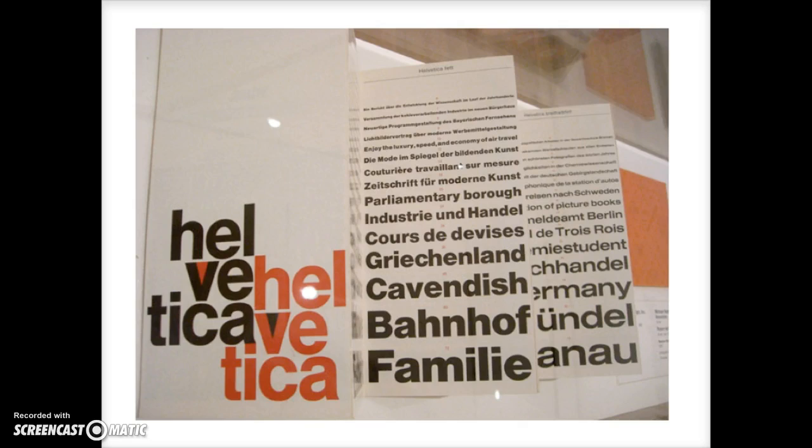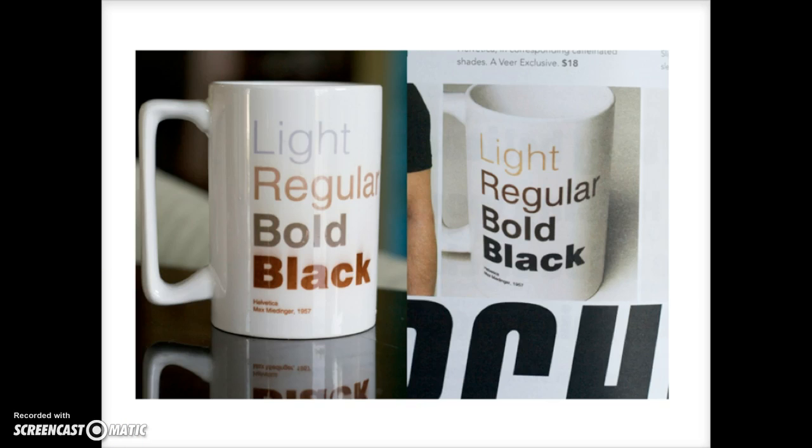So this is just showing what it looks like at different points or different sizes. And this image of these cups shows the variations in the different thicknesses of the letters in the font. They're actually all done by different designers. And there's a compressed version of it too. So there are different reasons, or just different stylistic choices, to use different versions of the font.